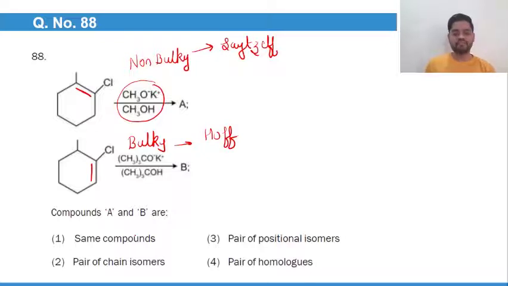Compounds A and B are the same compounds? No. Pair of chain isomers? No. Pair of position isomers? Yes, they are a pair of position isomers, because the double bond position has been changed. This chlorine will go, and this is the product formed. So hence they are a pair of positional isomers. So for 88, option number 3 will be the right answer.